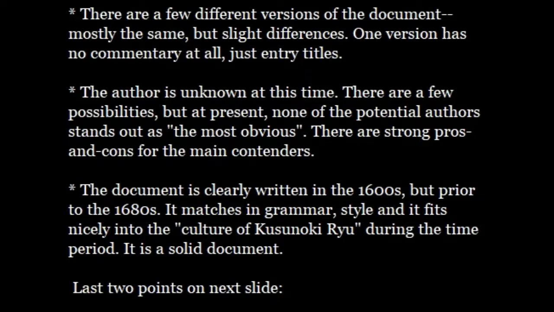There are a few different versions of the document, as I said earlier, and they're mostly the same, but there are some slight differences. One version just has the entry titles, no commentary whatsoever. However, with access to multiple versions, you get a really good idea of what's being said. The other point, again, the author is unknown at this time. There are a few possibilities, but at present, none of the potential authors stand out as the most obvious. There are strong pros and cons for the main contenders. I still say it's either Yui Shosetsu, one of his disciples, or it's Inami Yoshimichi.